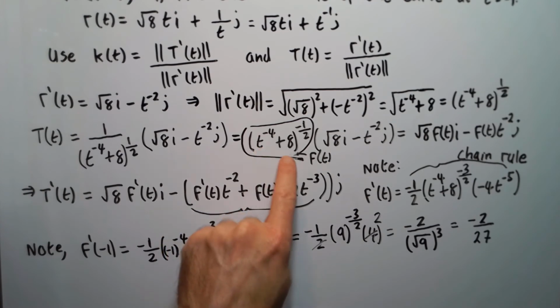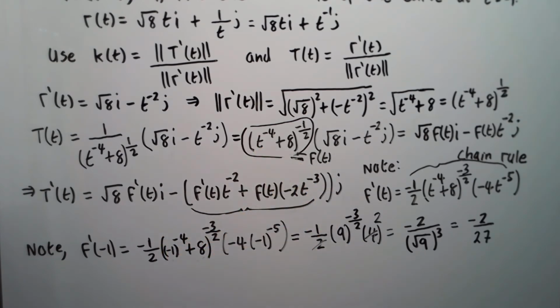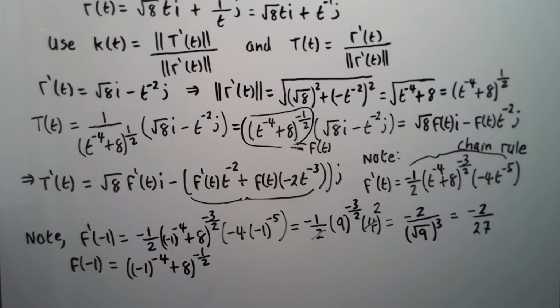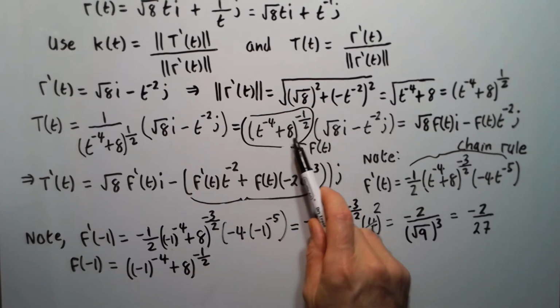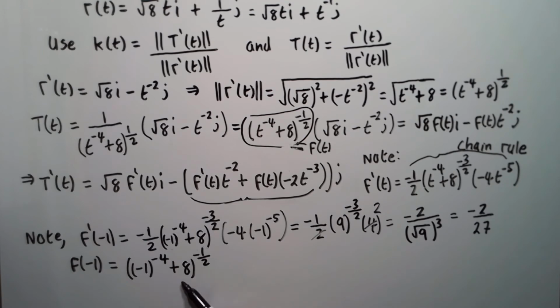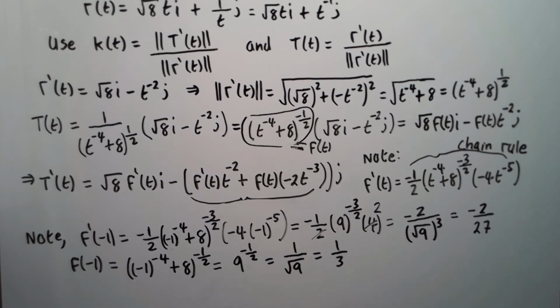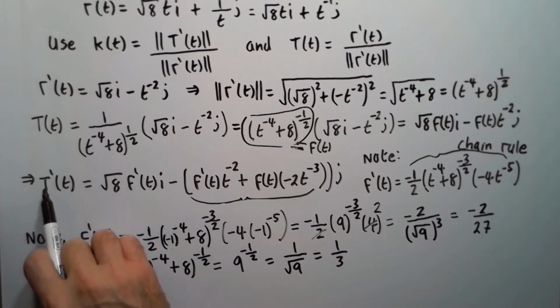Here's my f up here, so let's evaluate at minus 1. Putting negative 1 in place of t up here, that's going to be 9 to the minus 1/2, which means 1 over square root of 9, which will be 1/3. Let's next find capital T prime of negative 1.